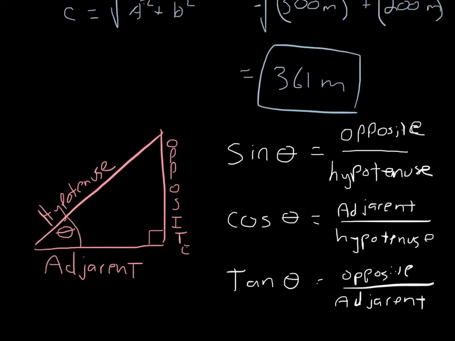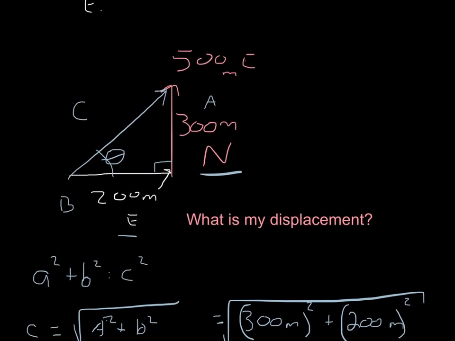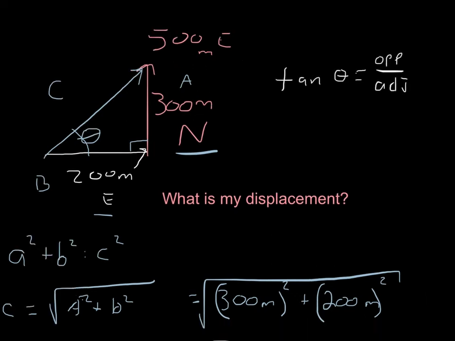Let's go back to our problem. I need to get this angle right here. I've got this 300 and this 200. Now, I did figure out the hypotenuse, however, I'm not going to use it because that is a calculated value, and I'm going to try and avoid doing that if I can. So this is theta, this is my opposite, this is my adjacent, which means I need to use my tangent function. Tangent theta is opposite over adjacent.